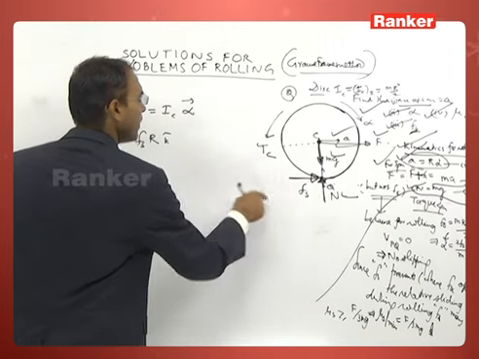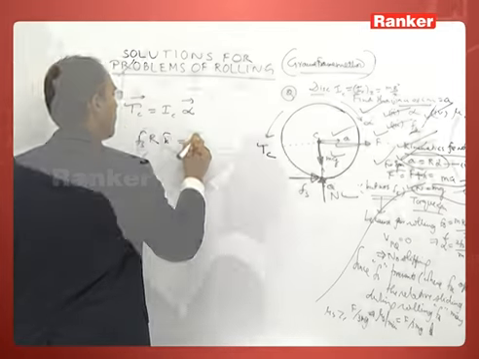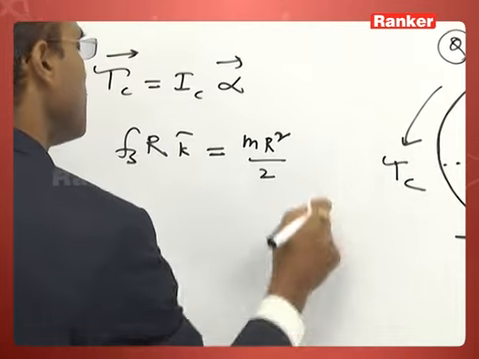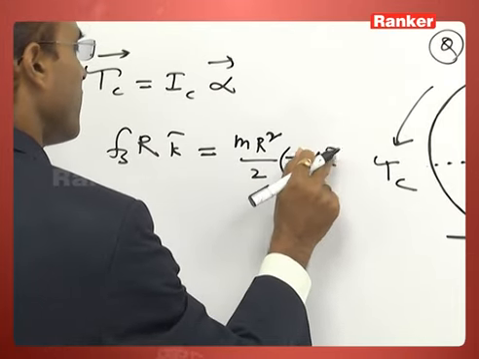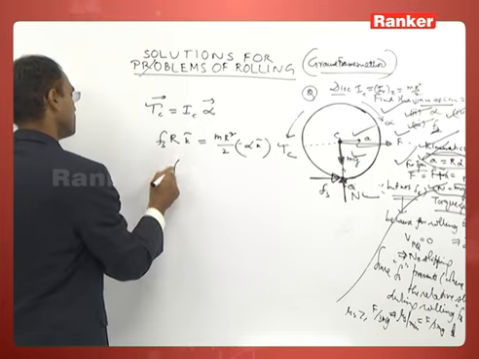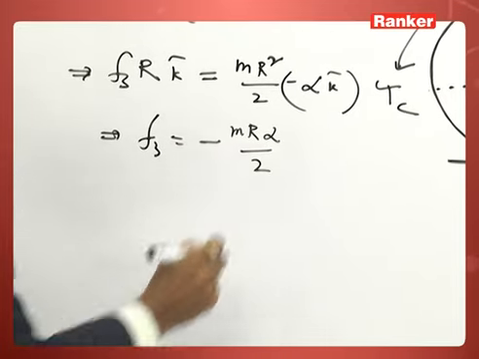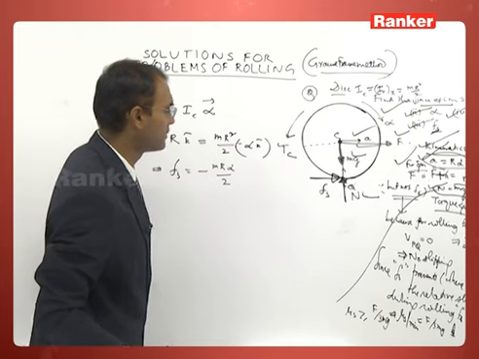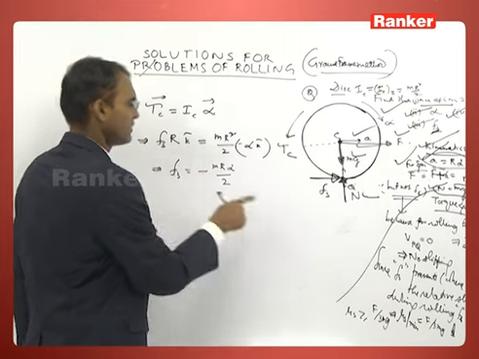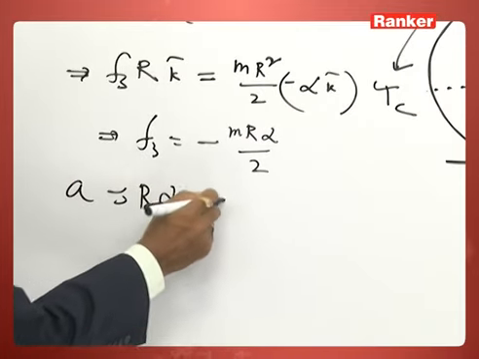When you just reverse the direction of static friction, what is IC? IC is equal to m r square by 2. That is remaining as it is. And alpha we have assumed in clockwise direction, minus alpha k cap. Therefore, you have to use the vector symbol strictly. This gives us Fs is equal to minus m r alpha by 2. Instead of plus, we are getting minus here. So, alpha is equal to minus 2Fs by mr. A is equal to r alpha, equation number 1.